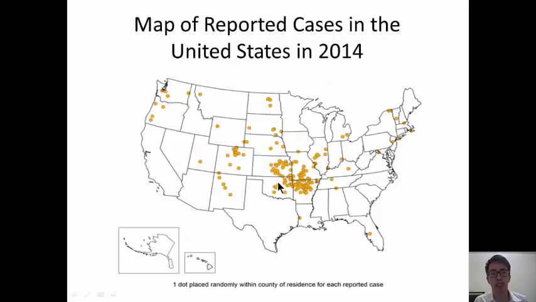Here we see a map of reported cases in the United States in 2014. One dot is placed in the county of residence for each reported case. We see that rabbit fever isn't really seen or reported in the states of Alaska and Hawaii, but it is more common in the south central United States, the Pacific Northwest, and other parts of Massachusetts.